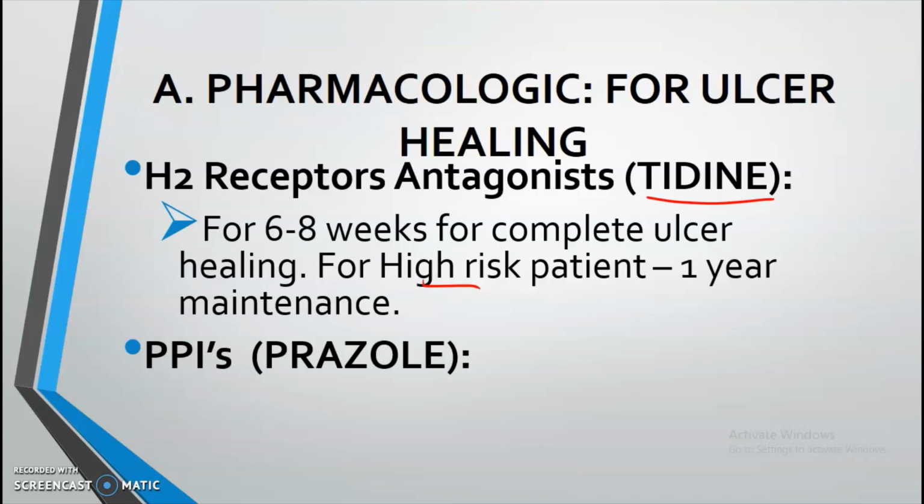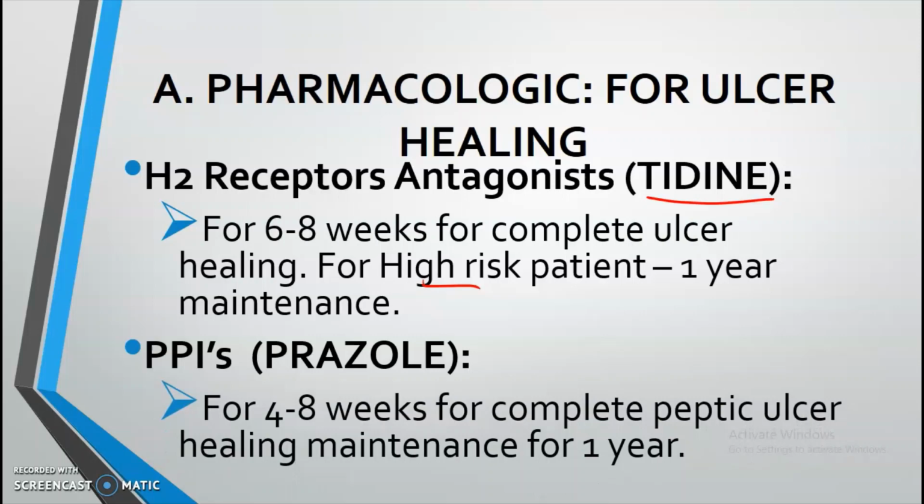Examples are your omeprazole, pantoprazole, esomeprazole, and your PPIs are given for 4 to 8 weeks for complete peptic ulcer healing, and a maintenance for a period of 1 year. So these are the drugs that can be given to a patient to promote the healing process of the ulcer.